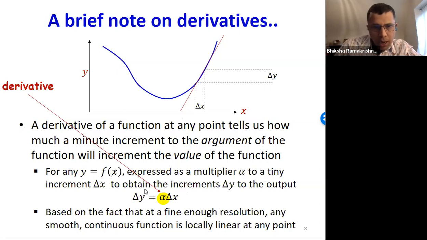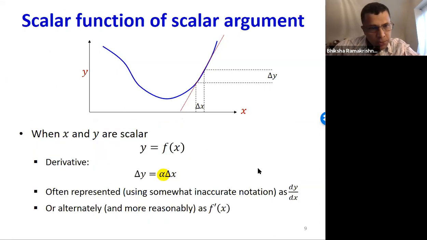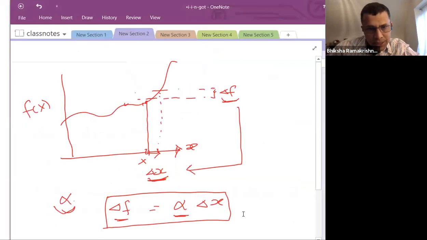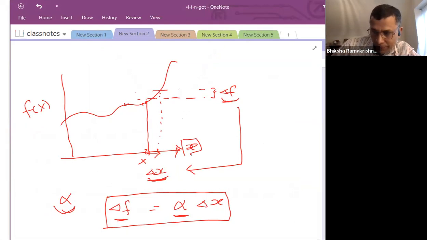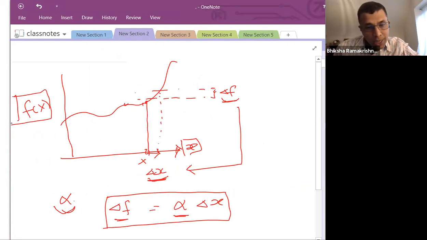Now, how does this relate to things we do? When x and y are scalar, remember that our functions can be vectors. X could be a scalar, meaning it has only one component, or it could be a vector with many components. Similarly, f of x could also be either a scalar or a vector. We're going to focus on the case where f of x is a scalar, because when f of x is a vector, it's basically a very trivial generalization. I will get into that as well.